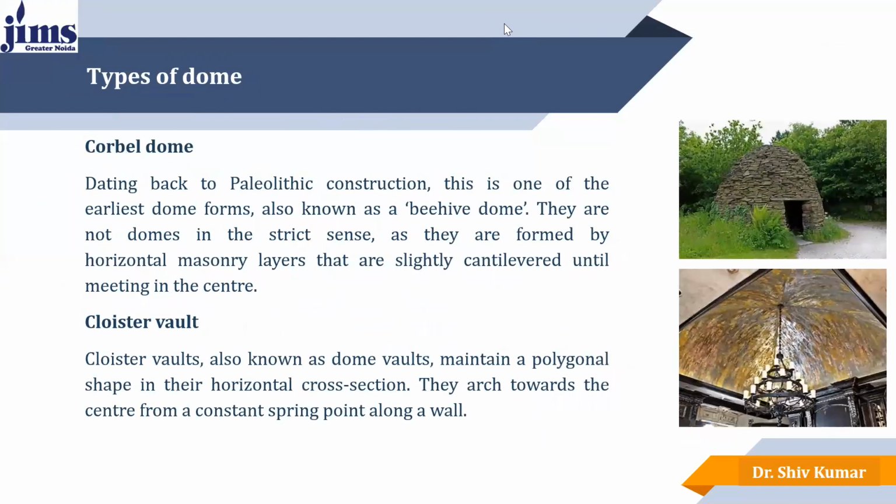Corbel dome. This goes back to Paleolithic construction. This is one of the earliest dome forms, also known as the beehive dome. They are not domes in the strict sense, as they are formed by horizontal masonry layers that are slightly cantilevered until meeting in the center. So they may be called arches which are joined and meeting in the center.